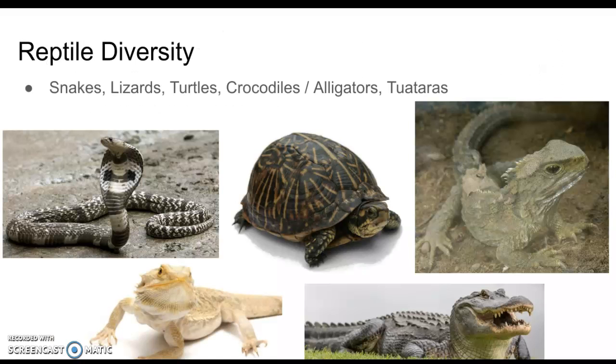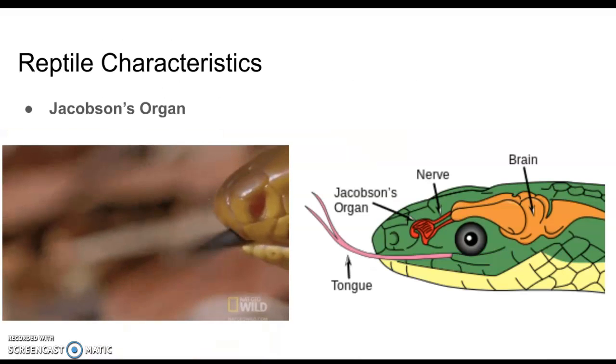All right, so you probably are familiar with the majority of these reptiles: snakes, lizards, turtles, crocodiles and alligators. So there is another organism called a tuatara. It's right here. It does look like a lizard, but it's a little bit different. It has a third eye here in the middle that detects light, and they're almost extinct, and only found in New Zealand.